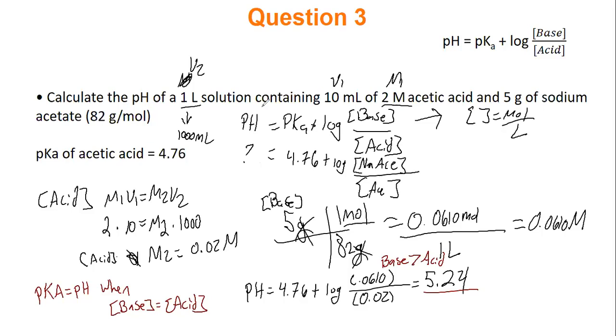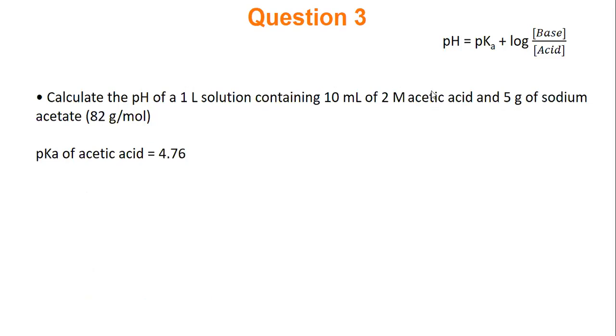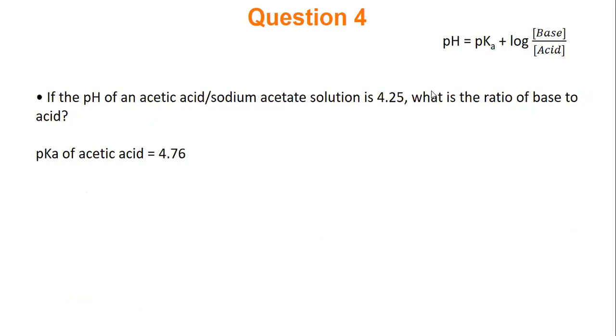All right, so if there's no questions about this particular problem, I will give you some minutes to try and struggle through this one. So if the pH of acetic acid sodium acetate solution is 4.25, what's my ratio of base to acid?